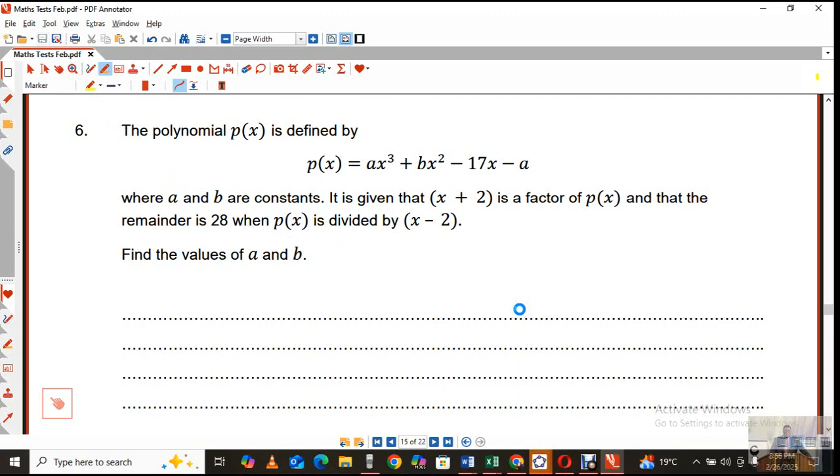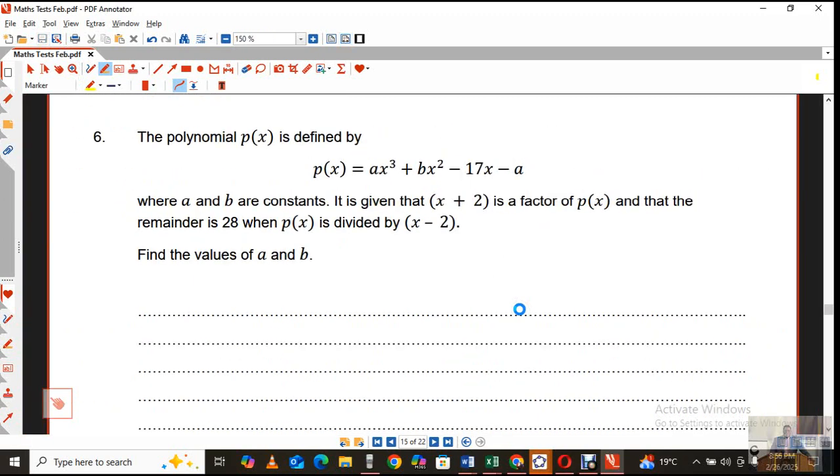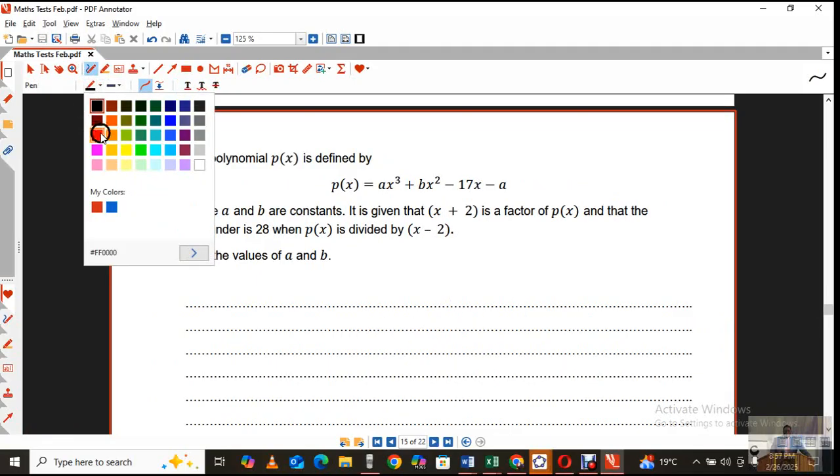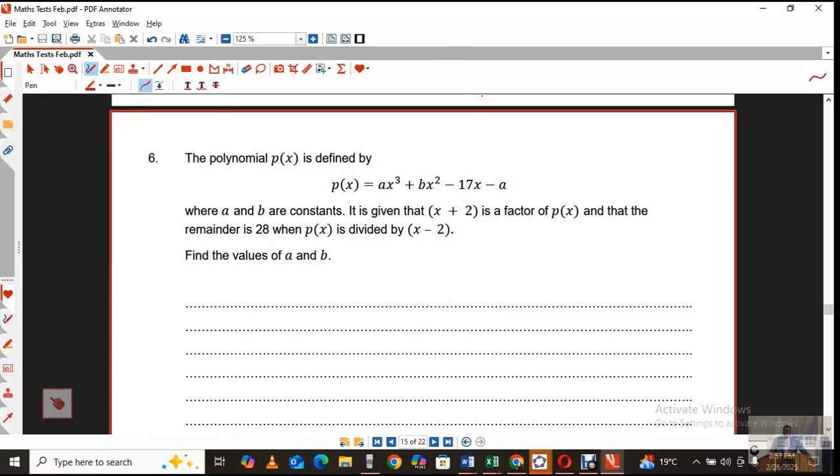I can make this a bit smaller or a bit bigger. So you have the polynomial p of x is defined by ax cubed plus bx squared minus 7x minus 8. Now, when you are told that something is a factor, you take that x plus 2, you let it equal to 0, then x is equal to negative 2 because it's a factor. So putting that negative 2 in there, think of it as where will it cut the x's. When it's a cubic function, you will be cutting the x's over there.